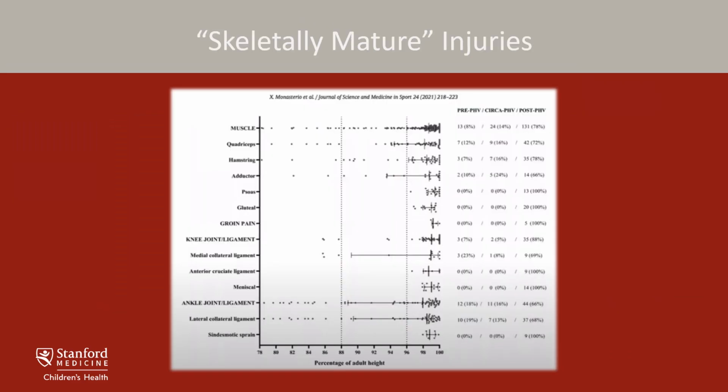Going back to Monasterio et al.'s study, it also helps illustrate a concept that we discussed earlier, that once the growth plates are closed, the weak points now become the soft tissues like the muscles, tendons, and ligaments that attach. And so these become more of our frequent adult injuries or our skeletally mature injuries.